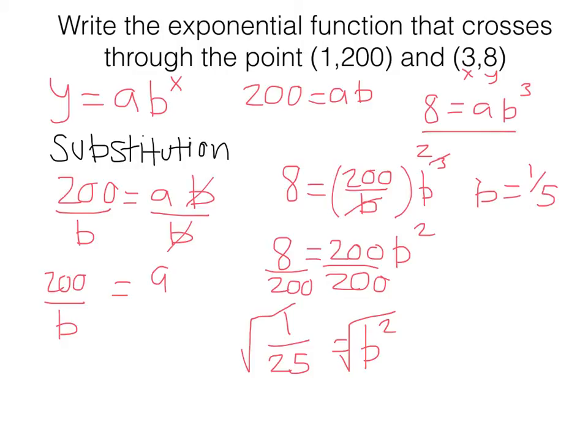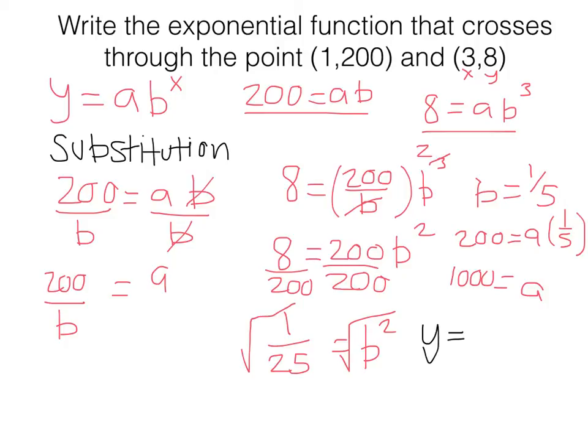We still need a, so I'm going to use this first equation to find a. 200 equals a times 1/5. Multiply both sides by 5 to cancel out the 1/5. a equals 1,000. So then your final answer is going to be y equals 1,000 times 1/5 raised to the x power.